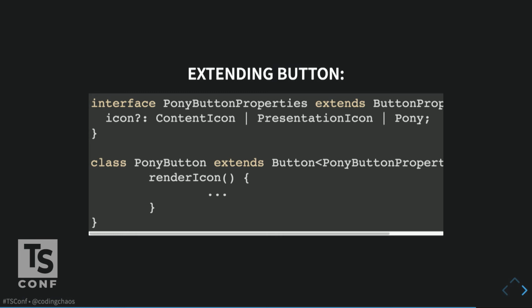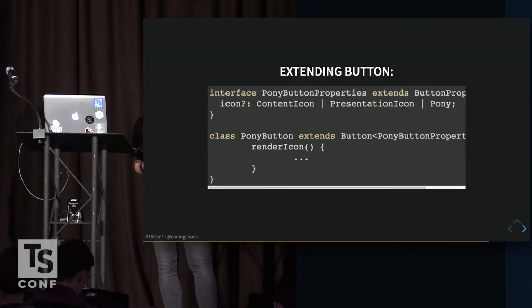And they can import content icon and presentation icon because we split those out and then just add the pony type, which is definitely a type somewhere else. And then they just override the render icon function within their extended class. And you can see we're using generics to pass in properties. So if you want to extend properties for something, you can then pass that into the button class, and that'll correctly work, which is great. Then it works. He doesn't have to write a whole new button widget and mess everything up, which ends up in a better experience for the users, hopefully.